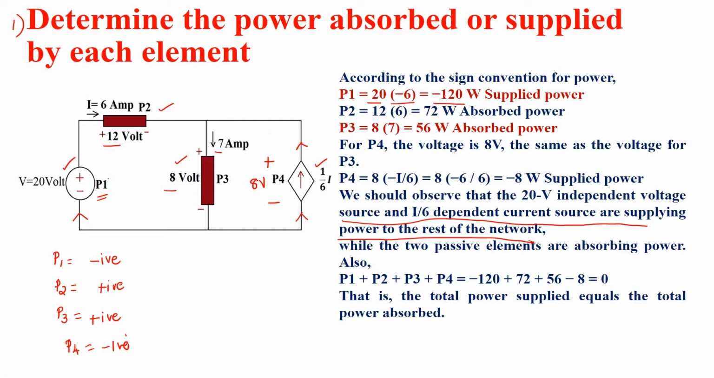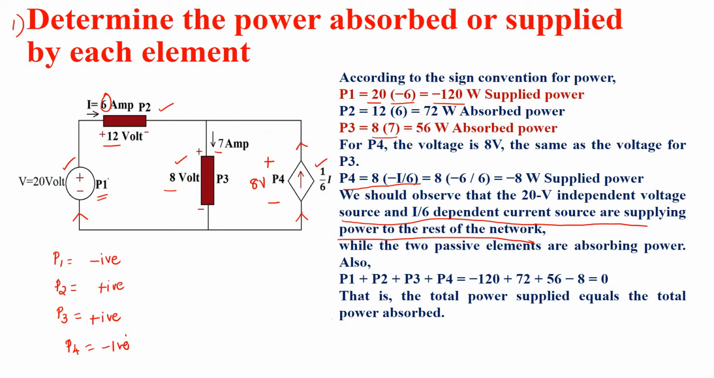So what is the value? P1, 20 into minus 6, minus 120. P2 is 12 into 6, that is 72. P3 is 8 into 7, that is 56. P4 is 8 into I/6. So what is the value of I? The value of I is 6 ampere, given. 8 into minus 6 divided by 6, that is 8 watt supplied power.